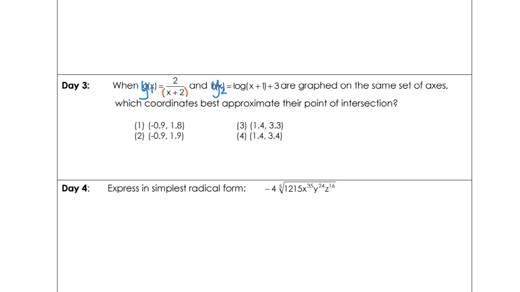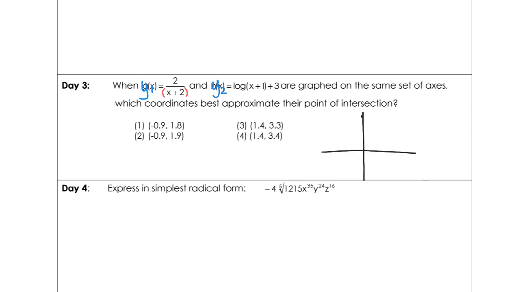So in y1, we're going to type in 2 divided by, in parentheses, x plus 2, close it up, and we're going to move down into y2, and we're going to type in log, in parentheses, x plus 1, close it, and plus 3. And we're going to hit graph. Remember, if your axes are a little offset and you want the axes to go back to normal, we're going to hit zoom 6 to center our axes again. And I'm going to sketch you guys what I see.